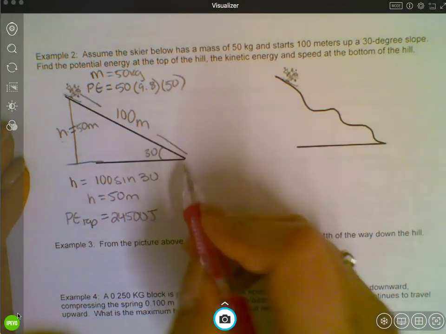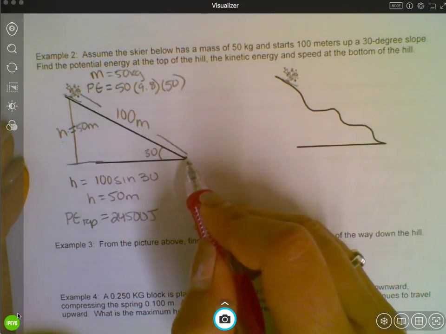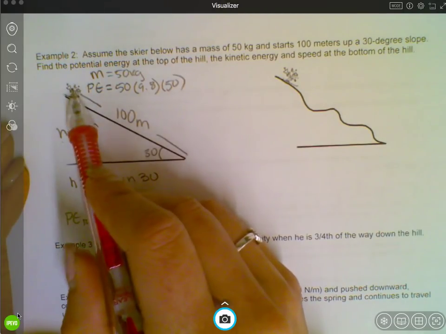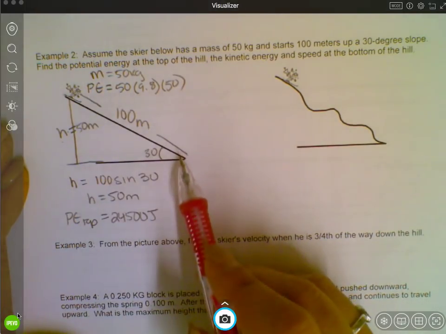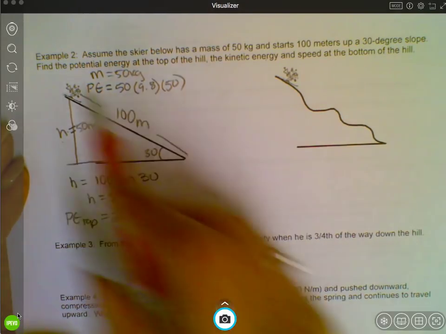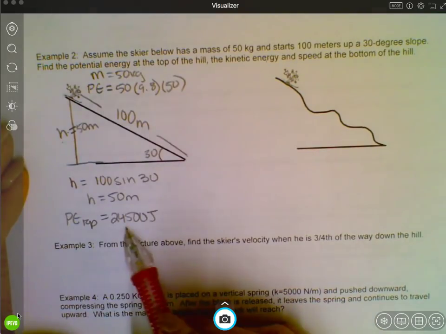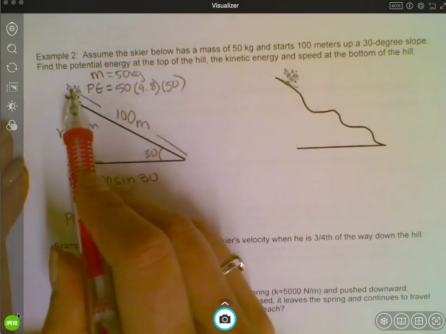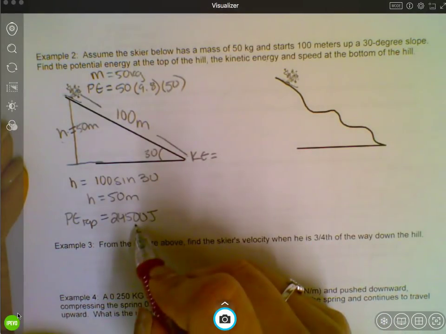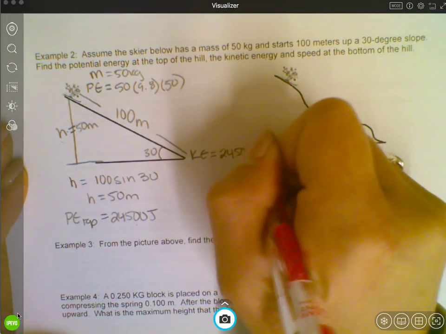Simple enough. Now, at the bottom of the hill, he does not have any more potential energy because the height is now 0. He has all kinetic energy. All the potential energy he had at the top has transferred into kinetic as he picked up speed on the way down the hill. If at the top he only had potential because he wasn't moving, then the total mechanical energy at the top was 24,500. Now all that potential energy has transferred to kinetic energy at the bottom, and it should be equal to the total amount of energy he had at the top, because we can't lose or gain. So this should be 24,500 joules.